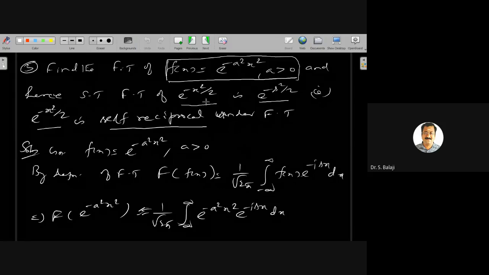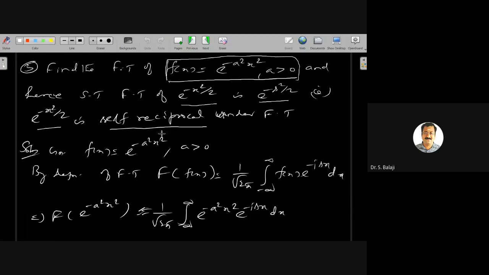Therefore, if the transform of a function is itself, then you can say it is a self-reciprocal function. The solution: given f of x equal to e power minus a square x square, a greater than 0. By the definition of Fourier transform, F of x equal to 1 by root of 2 pi integral from minus infinity to infinity f of x e power minus isx dx.